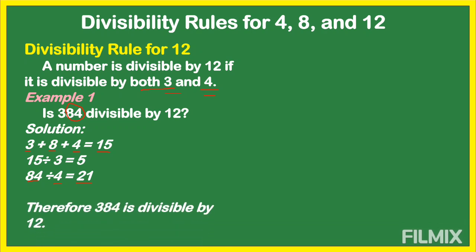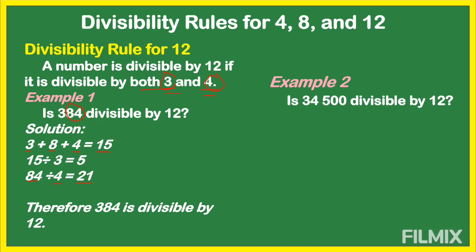So, therefore, 384 is divisible by 12 because it is both divisible by 3 and 4. Okay, another example. Is 34,500 divisible by 12? So let's first check whether this number is divisible by 3. Okay, how do we know that a number is divisible by 3? We're going to add all the digits. Okay, that is 3 plus 4 plus 5 plus 0 plus 0. The answer is equal to 12.